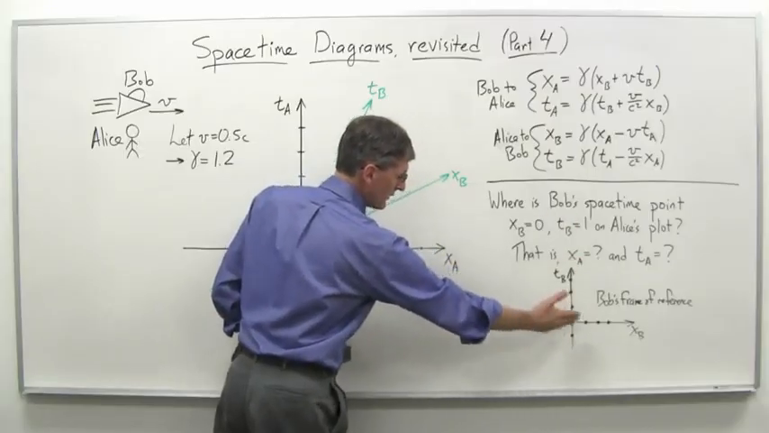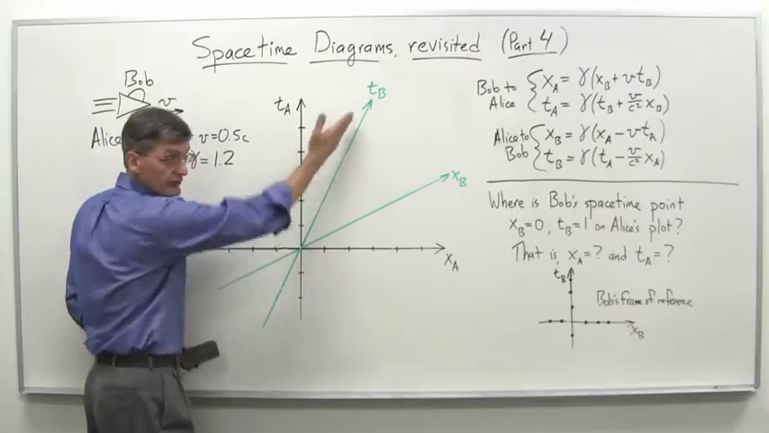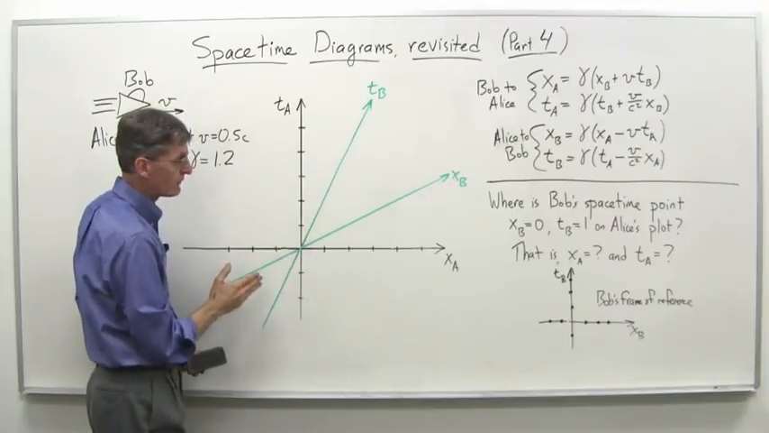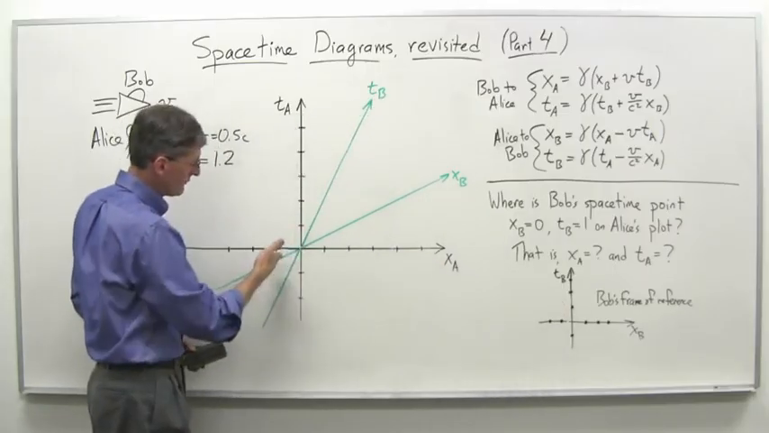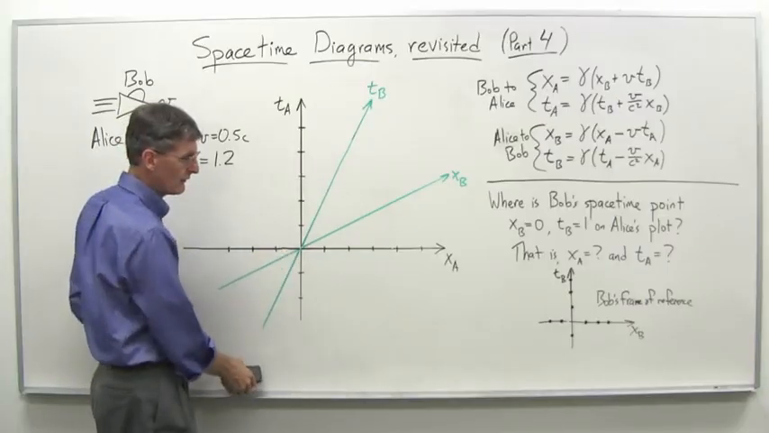In Bob's frame of reference, we showed that this is how the t_B axis looks when we put it on Alice's plot. And therefore, we know this point is going to be on here someplace. We just don't know exactly where. And that's what we need to figure out.